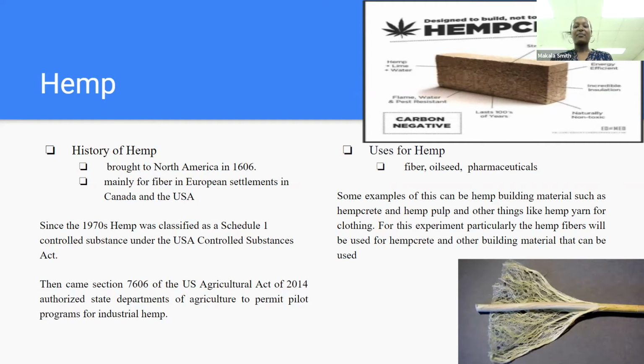Some uses of hemp include fiber, oilseed, or pharmaceuticals. Some examples of this could be hemp building materials such as hempcrete, hemp pulp, and other things such as hemp yarn and things of that nature. A lot of people use hemp for CBD purposes as well, and the oilseed or for pharmaceutical use. And this is an example of hempcrete right at the top right corner, and the hemp fibers as well.